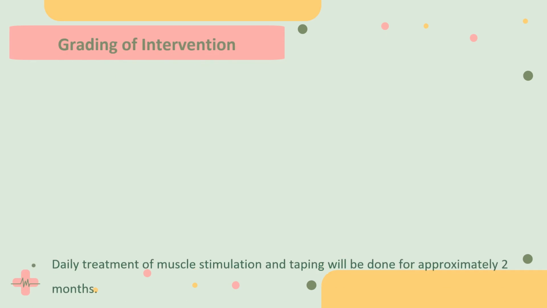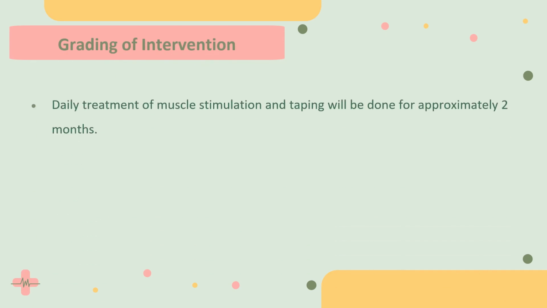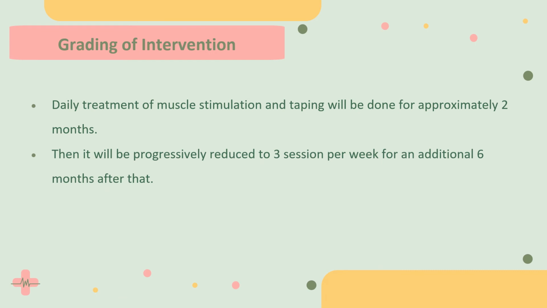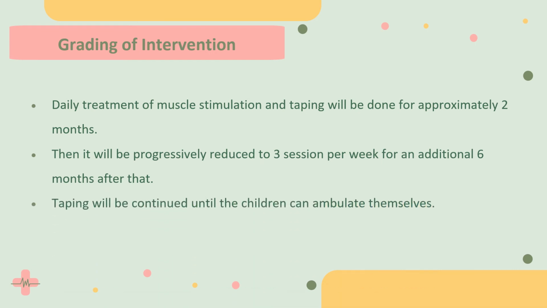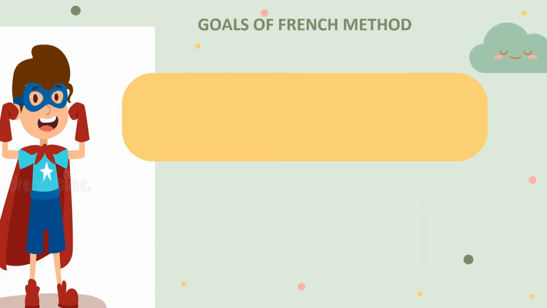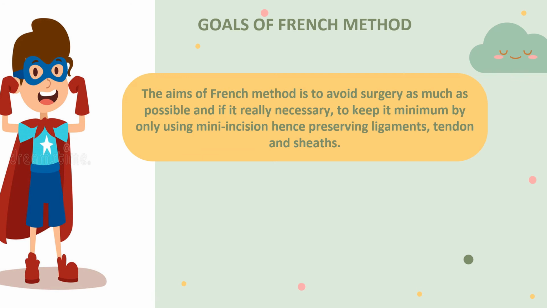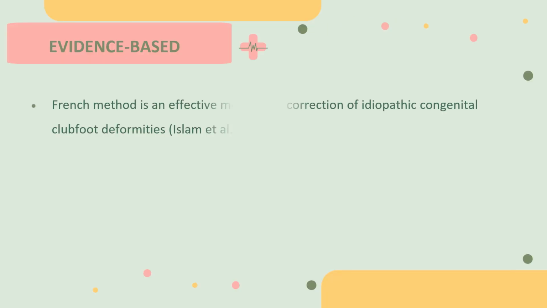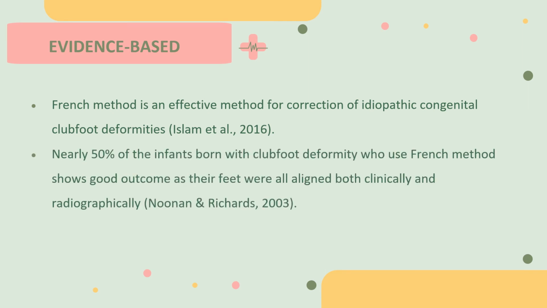Okay, for the grading, the muscle stimulation and taping will be done daily for 2 months, then progressively reduced to 3 sessions per week for an additional 6 months. Then, the taping will be continued until the children can ambulate by themselves. The night splint will be used for an additional 2 to 3 years. The goal of the French method is to avoid surgery for children with CTEV. The French method is an effective method to correct idiopathic CTEV. Nearly 50% of infants born with CTEV who use the French method show a good outcome of their feet.